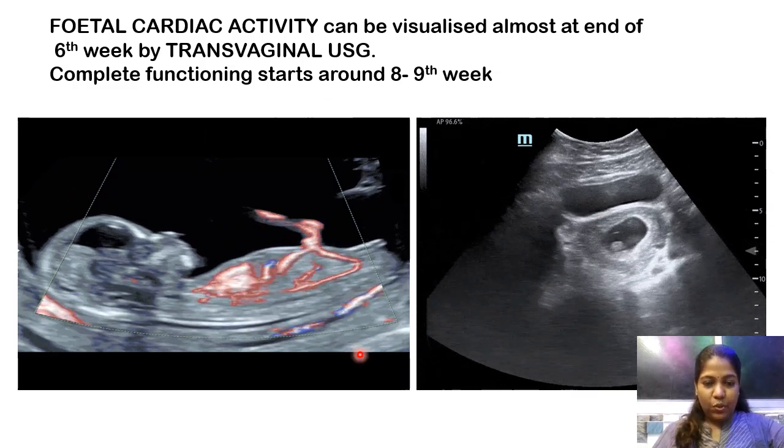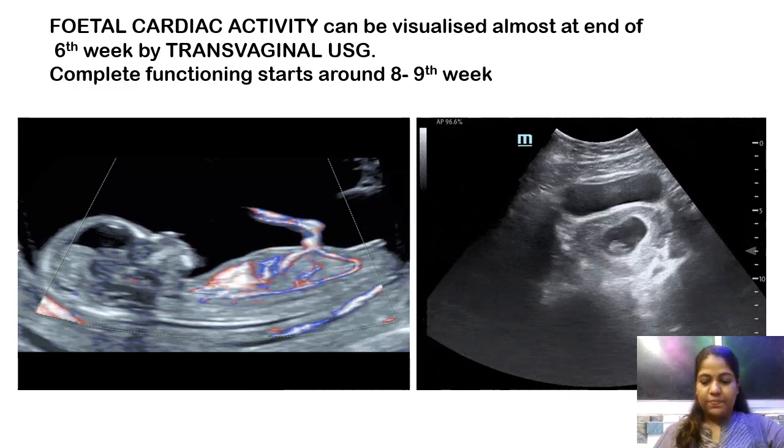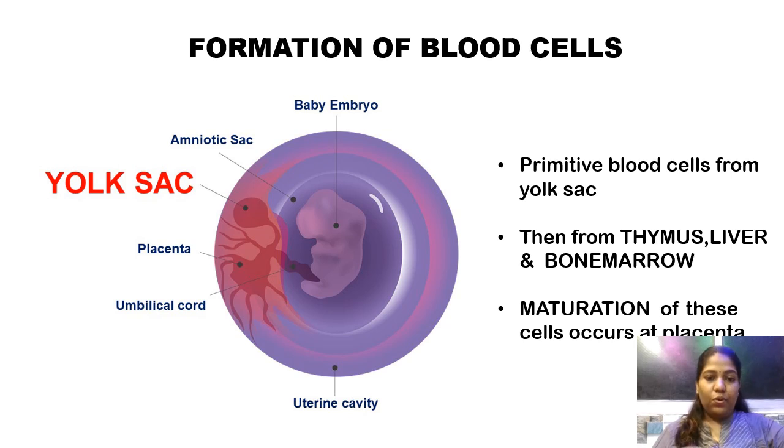This is fetal echo showing fetal circulation. So, we have discussed how placenta is formed, umbilical cord is formed, and heart formation. Now, the formation of blood for the fetus. Initially, the blood cells are formed, that is primitive hematopoiesis occurs within the yolk sac. But those are immature cells. The maturation occurs at the placenta itself.